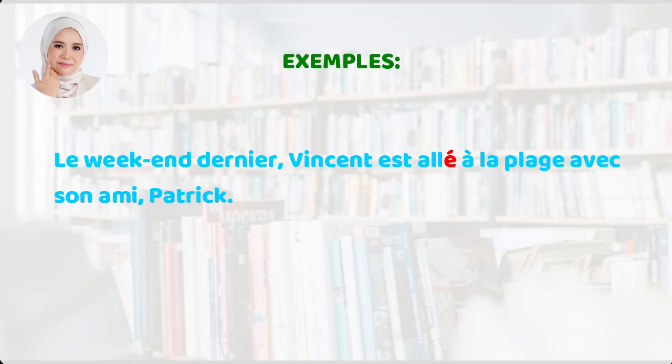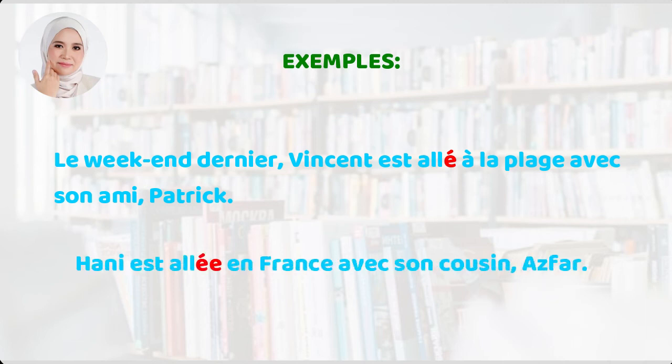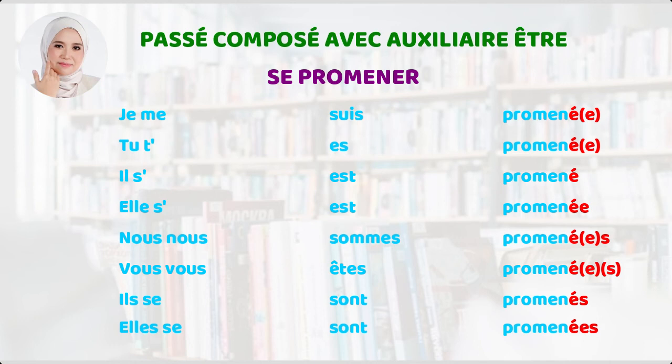Last weekend, Vincent went to the beach with his friend Patrick. The second example: Hani est allée en France avec son cousin Asfar. Hani went to France with her cousin Asfar. So you have the first example of the verb using auxiliary être, which is aller. Here you have the passé composé with auxiliary être as well, but it is unique because it is for the verb pronominal.